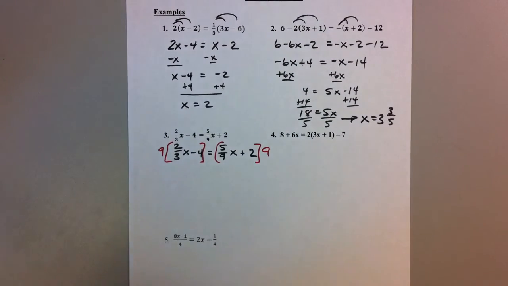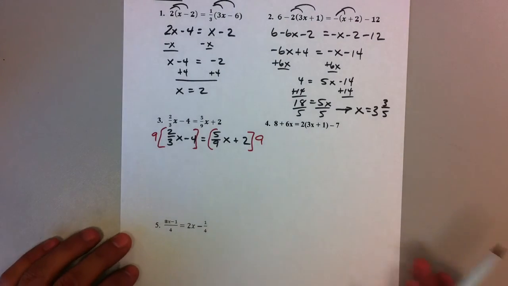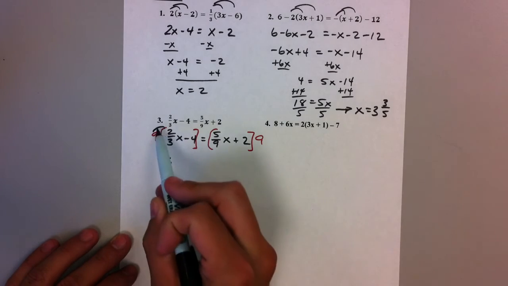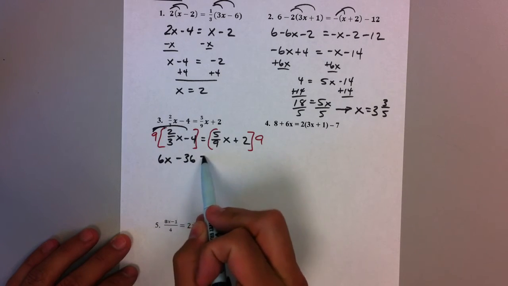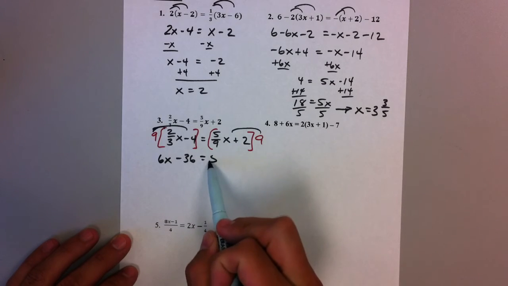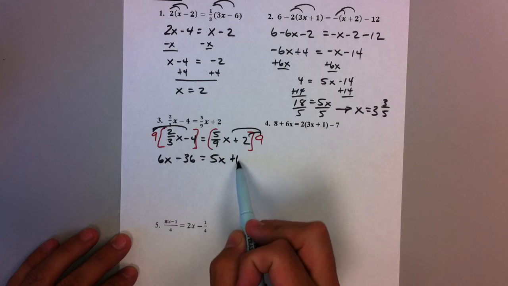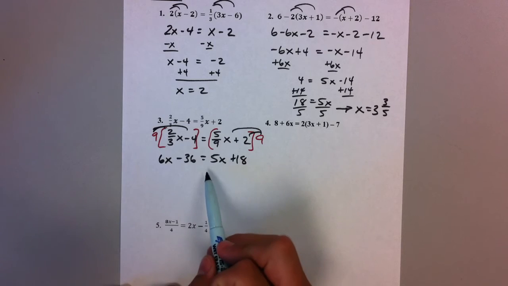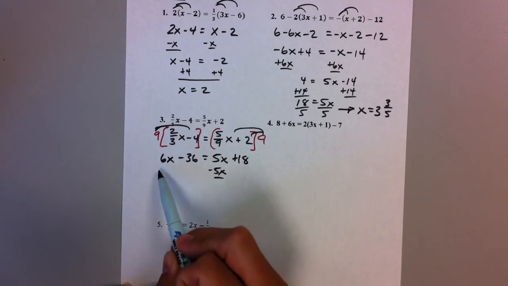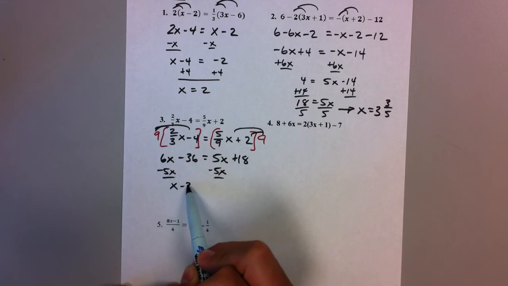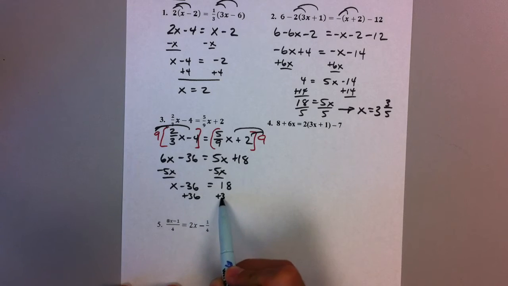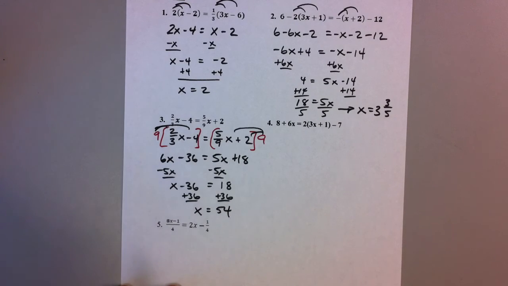The whole point of that is because I want to get rid of my fractions. If I distribute this in here, 9 times 2/3 is 6, and multiplying here, minus 36. Over here if I distribute, I get 5x plus 18. So I got rid of all my fractions. That tends to make people happy. Then I would progress to moving variables. x minus 36 equals 18. Add 36. x equals 54. Okay, just like that.